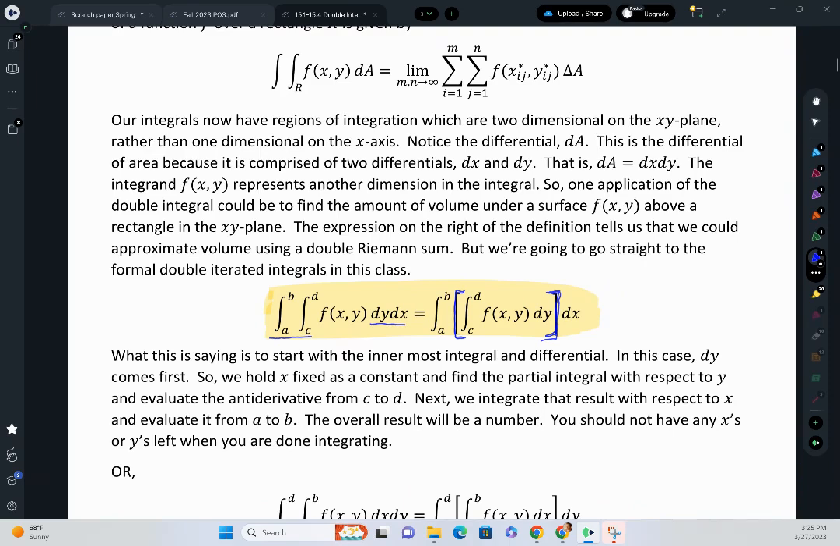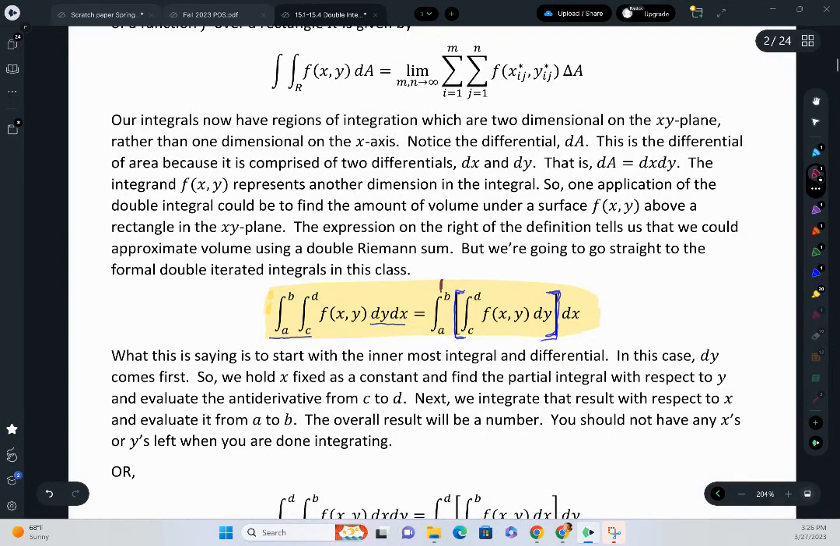And when we integrate f of xy with respect to y, we're not going to completely ignore x, but we're going to treat x like a constant. You know, pick your favorite number, 13 or 7 or whatever. We're going to treat x like that, and then we're going to integrate, okay? Once we have integrated with respect to y, we're going to evaluate it from c to d, and then we're going to have a function left. It'll still have x's in it. And then we're going to integrate the outside.